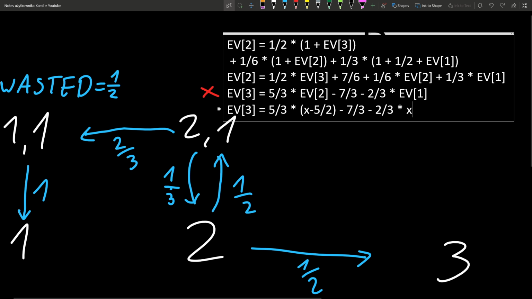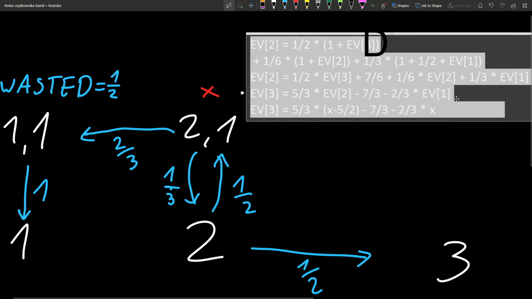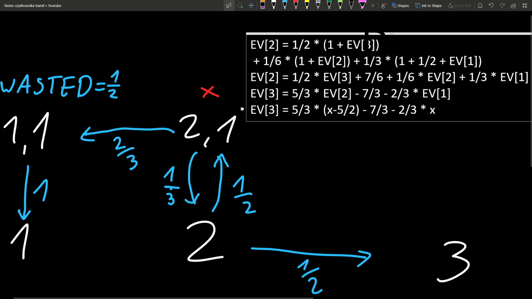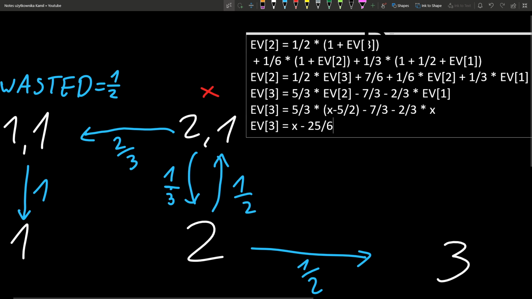Do we get something very ugly? Not really. Actually, x is indeed just x. 5/3 minus 2/3 will be a single x. Then minus 25/6 minus 7/3. So this is 14/3, 14/6, so 11/6.